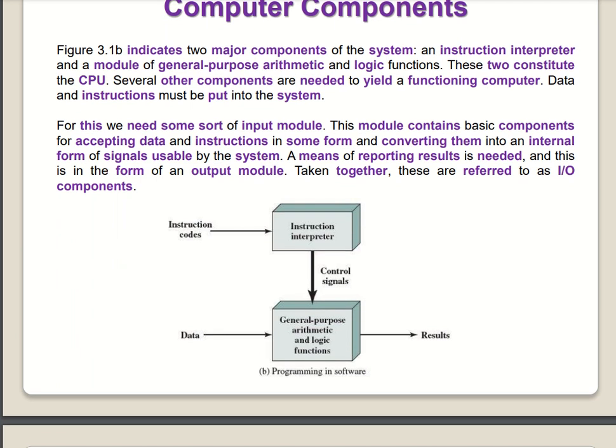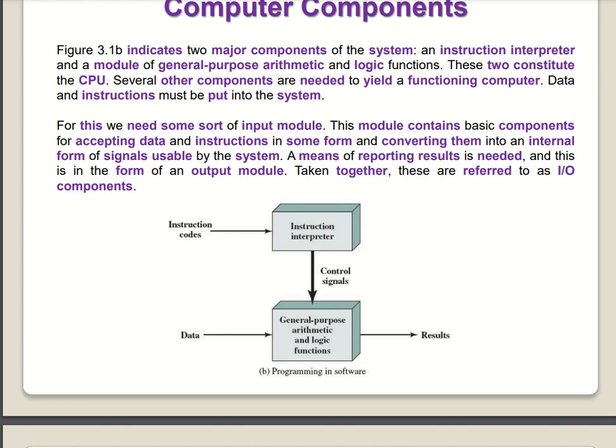So there are two major components in the system. As you see, one is the general purpose arithmetic and logical unit. Another one on the top is called the instruction interpreter. Together, these two are called the CPU, central processing unit. Actually, the central processing unit has some other components also. It's not the only two components of the CPU, but just have an idea. The instruction interpreter is the one generating the control signals, and that's sent to the arithmetic and logical unit, ALU.